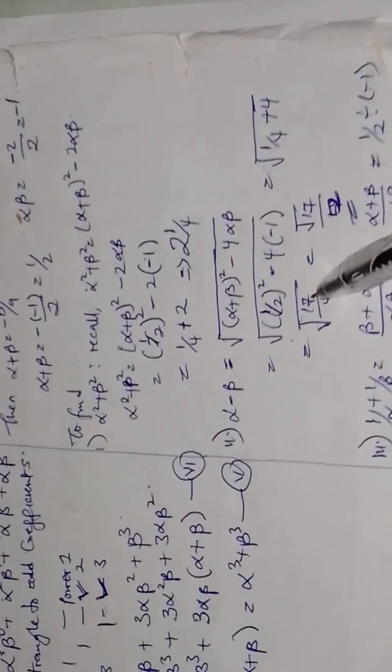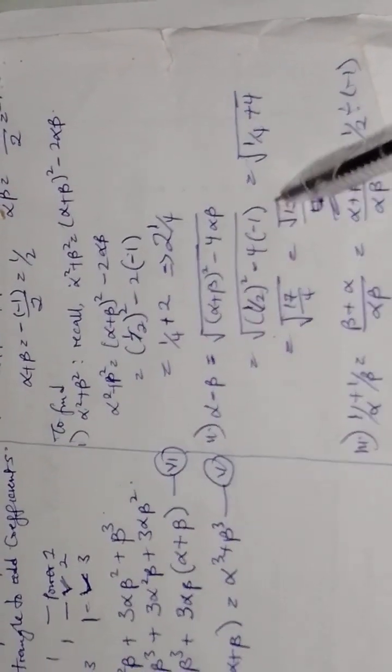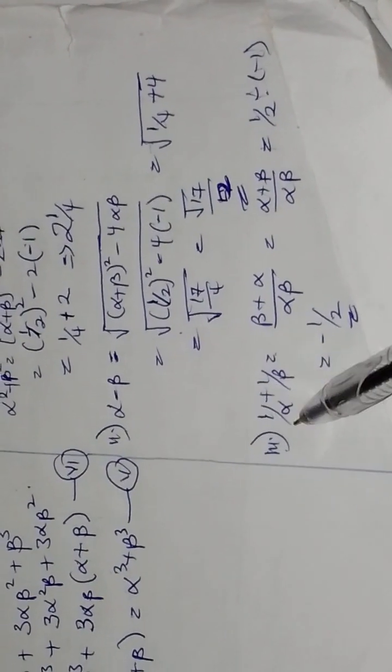The square root of 17 over 4 gives us root 17 over root 4, and root 4 is 2. So the answer is root 17 over 2. Are we together? Alright, so now how do we find the third one, which says that we should find 1 over alpha plus 1 over beta.